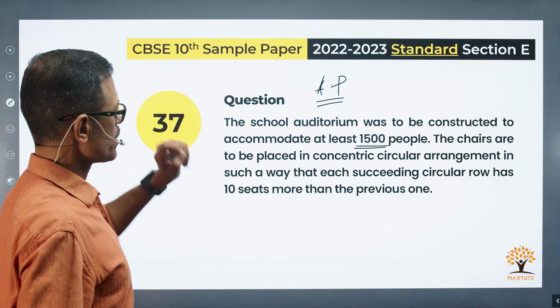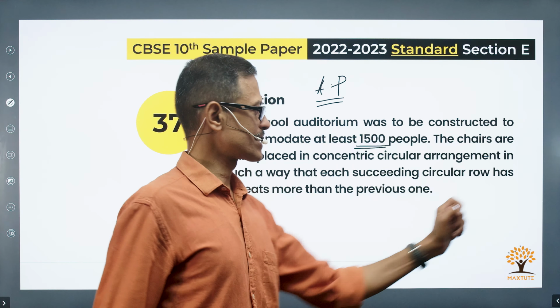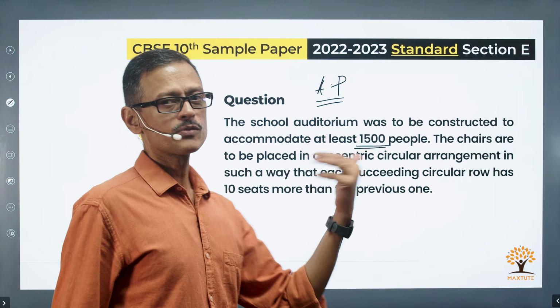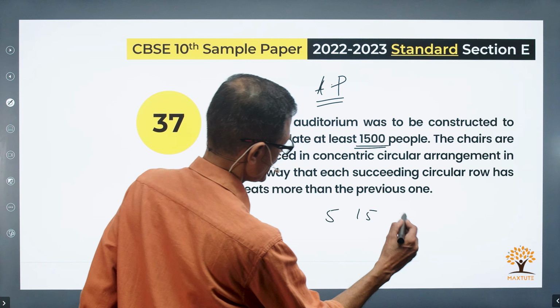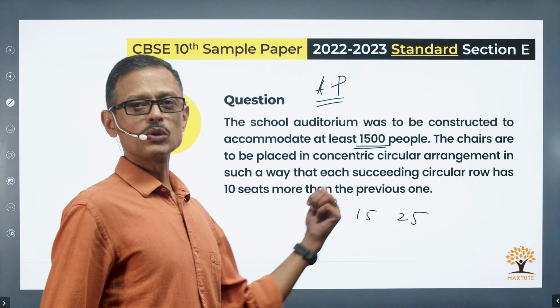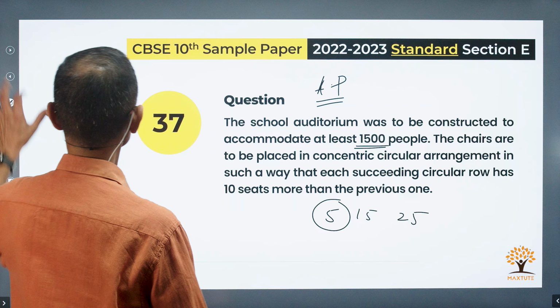This is vital. The school auditorium was to be constructed to accommodate 1,500 people. Chairs are to be placed in concentric circular arrangements in such a way that each succeeding circular row has 10 seats more than the previous one. So obviously, if the first one had 5, the next one will be 15, 25, and so on. So we know we are talking about an arithmetic progression. Let's check whether the first one is 5 or a different number.